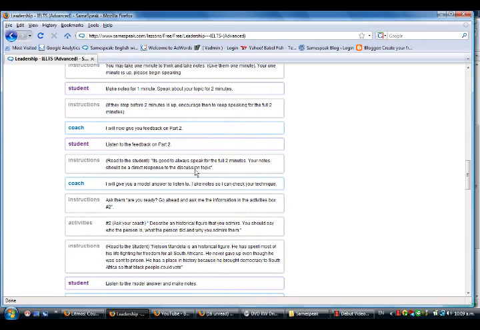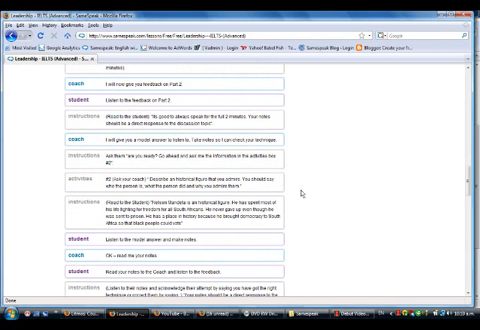Now we've given some hints. It's good to always speak for the full 2 minutes. Your note should be a direct response to the discussion topic. So how we're going to check this is we're going to give them a model answer to listen to. And you're going to ask the student to take notes. So here's the instruction. I will give you a model answer to listen to. Take notes so I can check your technique.